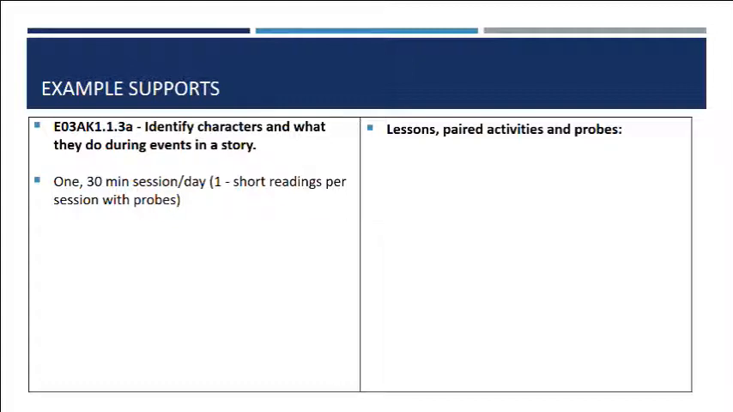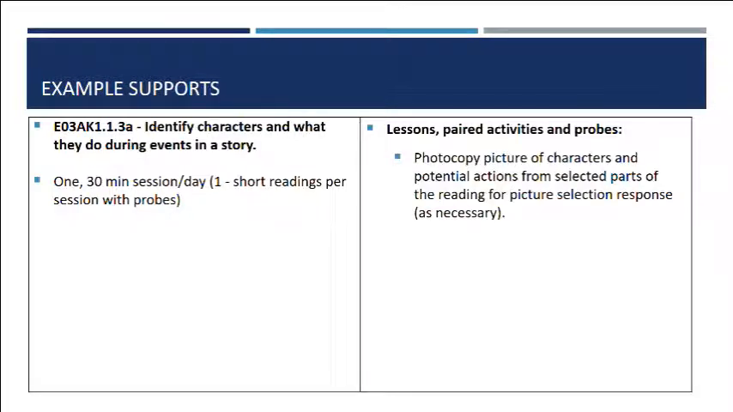So again, we know we're going to be doing this. We selected for this example 1 30-minute session. We're going to do 1 short reading per session with probes. So I may need, to teach this, photocopy pictures of the characters and potential actions. We know the students have theirs because they're going to have something in front of them that's going to help engage them. But I'm going to need something as I'm teaching. So I'm going to need it for those selected parts.